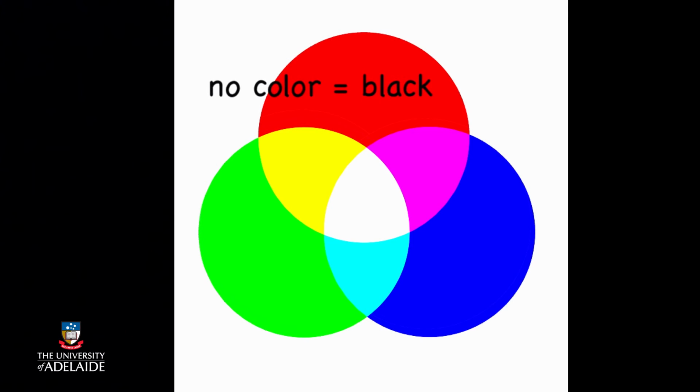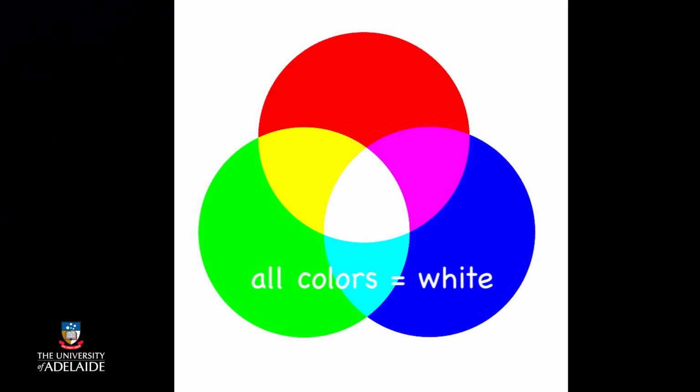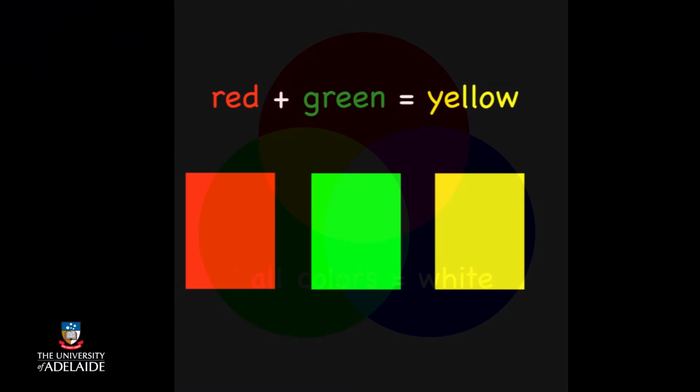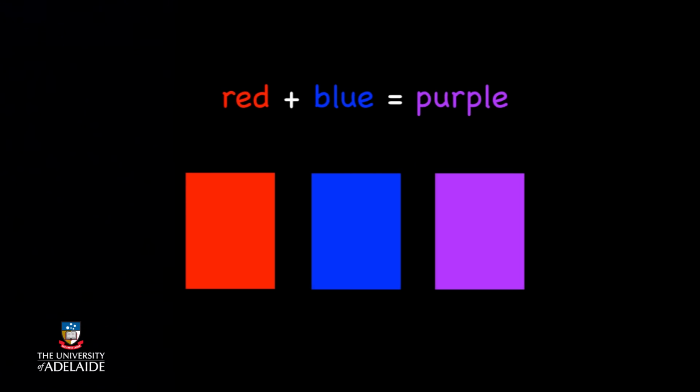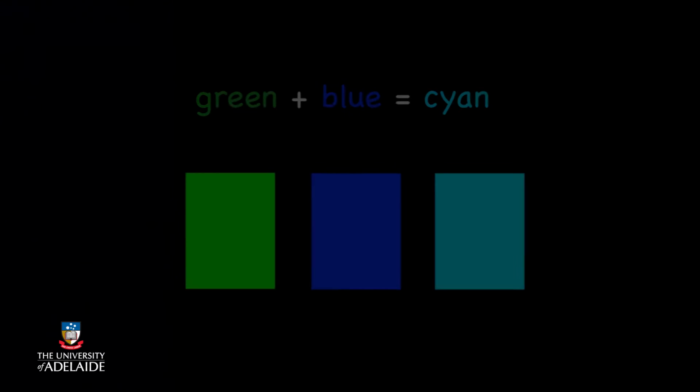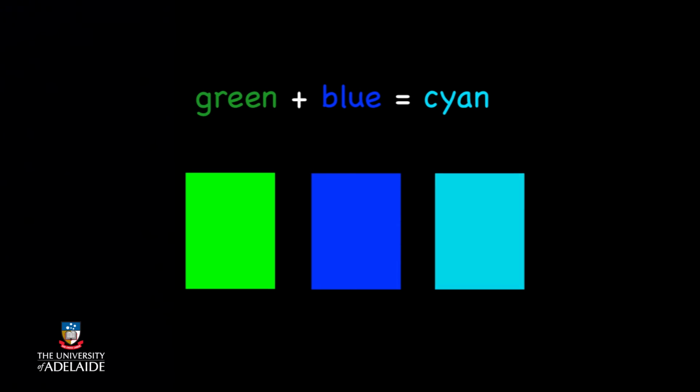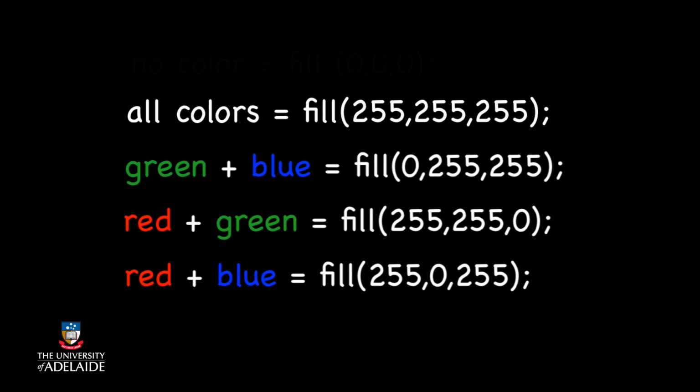Digital colors are also constructed by mixing 3 primary colors, which are red, green, and blue, following some rules as shown by this image. No color equals black, remember the 0 from the fill? All colors equal white, similar to the 255 from the fill. Red plus green equals yellow, red plus blue equals purple, green plus blue equals cyan, which is a kind of bluish-green. And red, green plus blue equals white. As with the shades of grey, each of the red, green, and blue are expressed with numbers from 0, none of that color, to 255, all of that color.